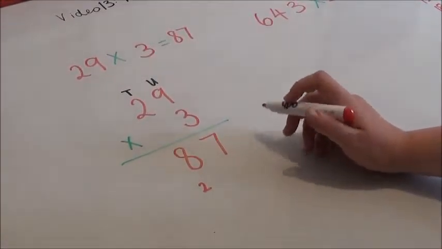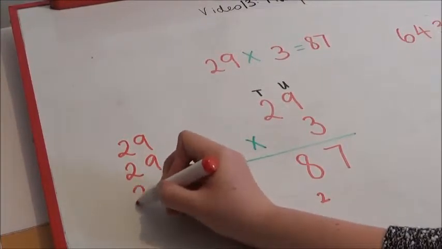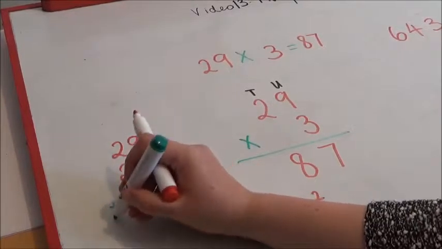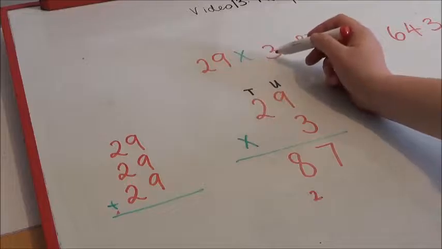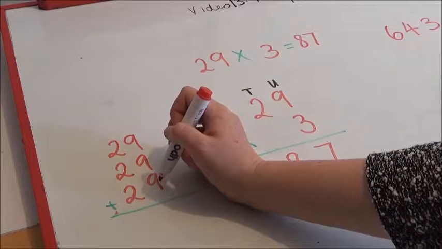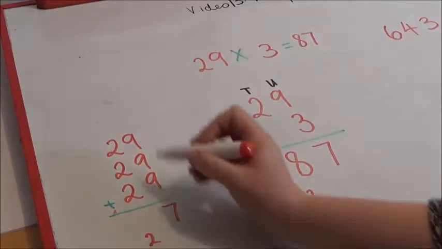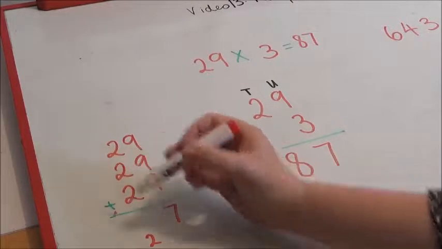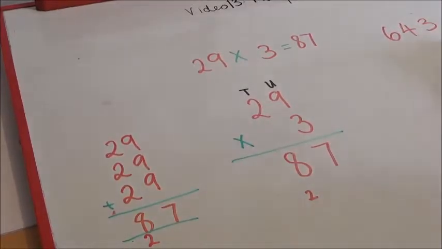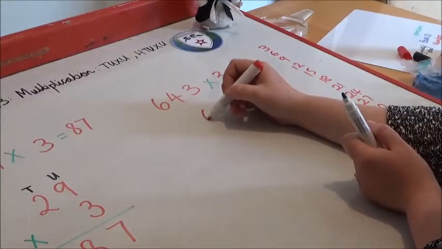If I use my repeated addition quickly to check that, I've got 29, 29, 29. Remember, that's 29 repeated 3 times. 9, 18, 27. Carry the 2, 2, 4, 6, 8. So we were correct. So look over here, with our hundreds, tens and units, we're going to do exactly the same thing.